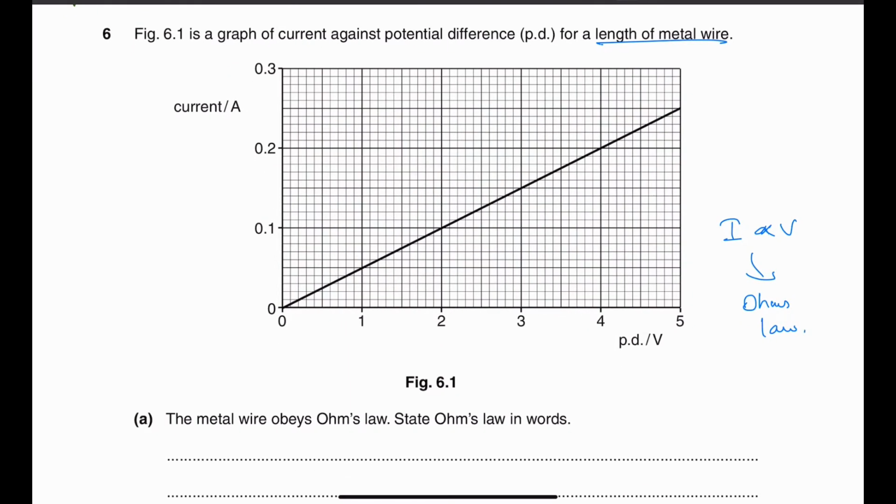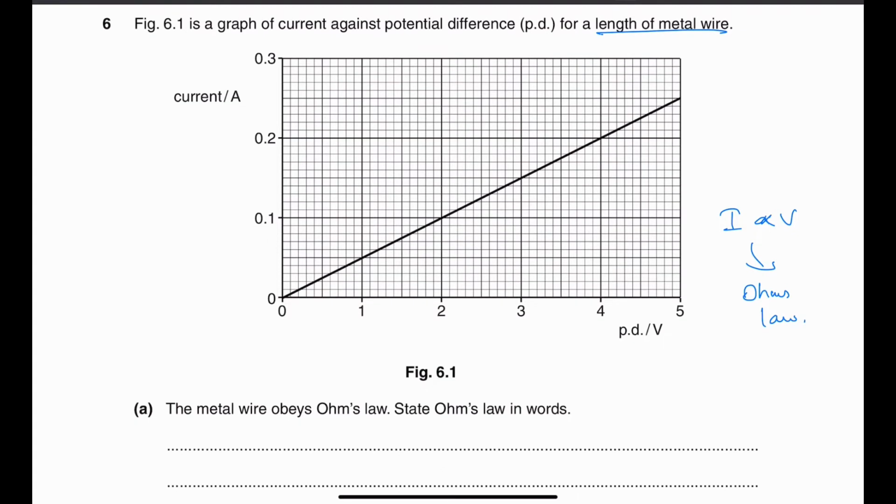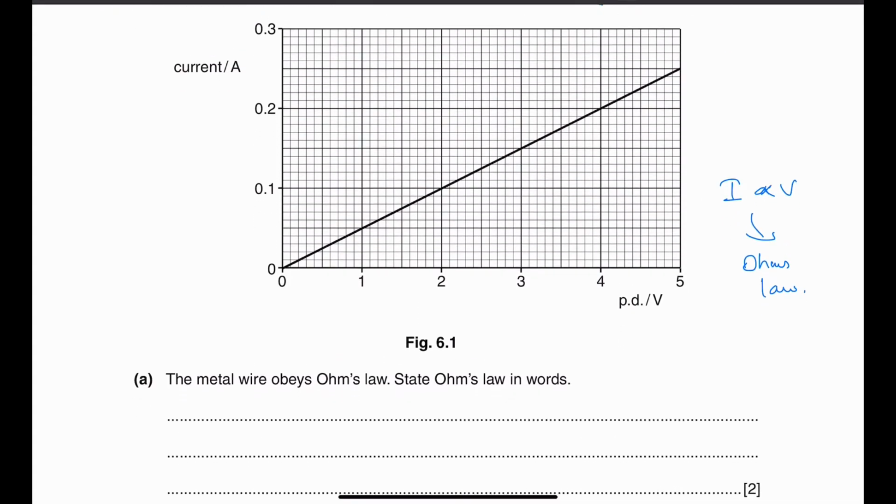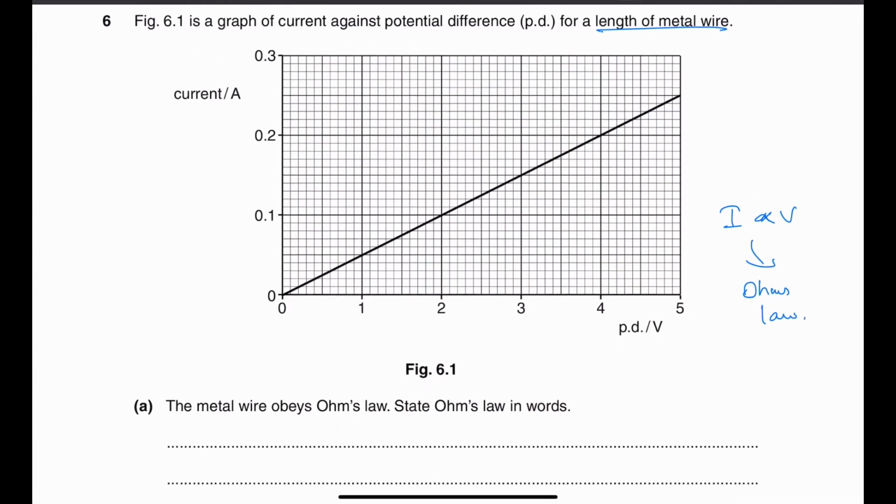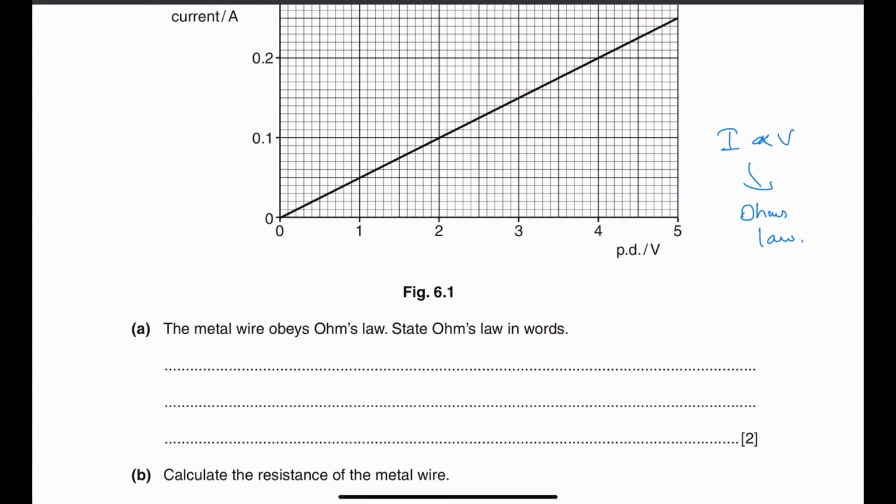Now if you look at the graph, it's a straight line and it passes through 0, 0, and whenever you get this kind of graph, look at the axes first. What is on the y-axis and what is on the x-axis? Sometimes they like to change this around. Sometimes voltage is on the y-axis and current is on the x-axis. So make sure if that happens, you have noticed it. Now they say the wire obeys Ohm's law. State Ohm's law in words.